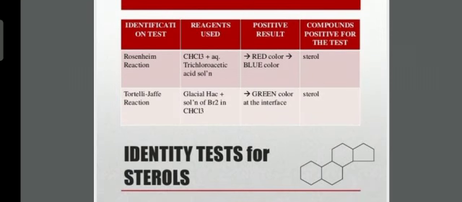Next, I will discuss the identity tests for sterols. The identification test name is the Rosenheim reaction. In this test, if we add trichloromethane plus aqueous trichloroacetic acid solution and then we get red color or blue color, we can say that the compound is a sterol. The next identification test is the Tortelli-Jaffe reaction. In this test, if we add glacial acetic acid plus a solution of bromine in trichloromethane and then we get green color at the interface, we can say that the compound is a sterol.